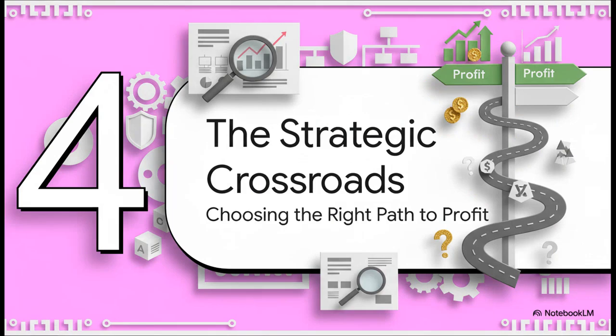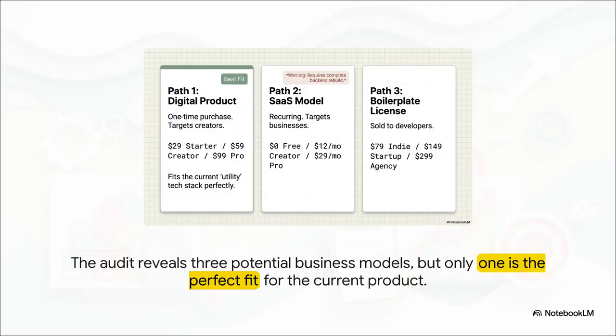So, knowing its strengths, and maybe more importantly, its weaknesses, brings us to a strategic crossroads. How do you actually sell this thing? Well, the audit's findings actually give us a really clear path to profit. The audit lays out 3 potential paths. You've got path 2, the SaaS model with subscriptions, which sounds great, right? But the warning is clear. That would mean a total back-end rebuild.